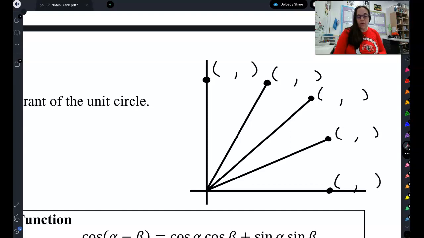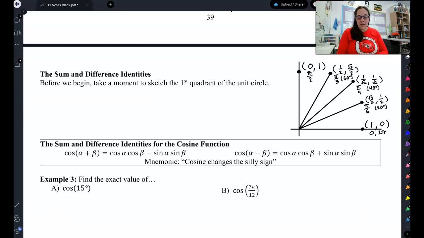So what I'd like you to do is pause the video, fill in every point on the unit circle, and what radians go with that point. So pause the video, fill out those two things. Let's see how you did. So here's my first quadrant. I have all the radians, and then I also included the degrees for those three.